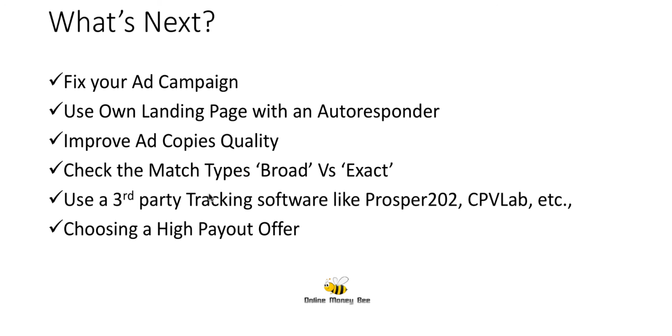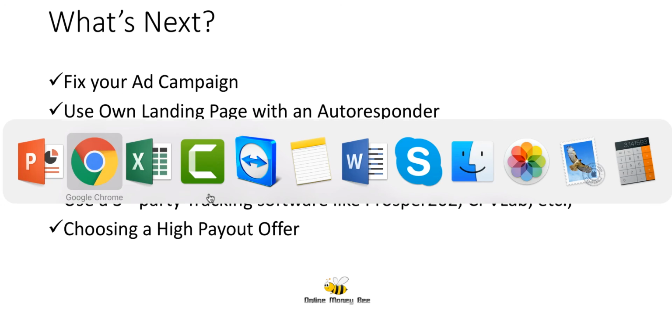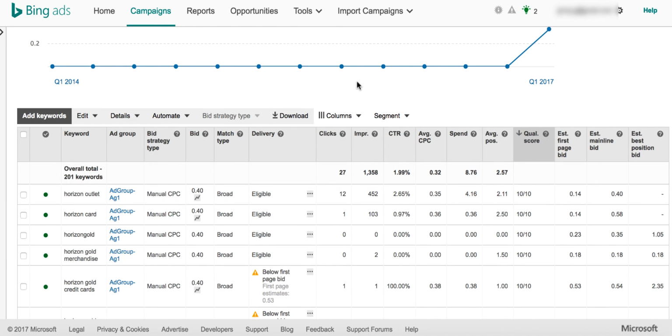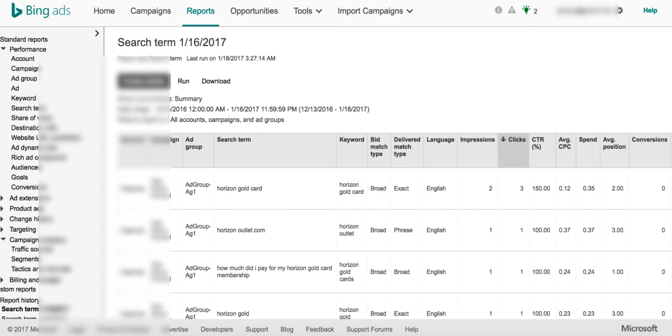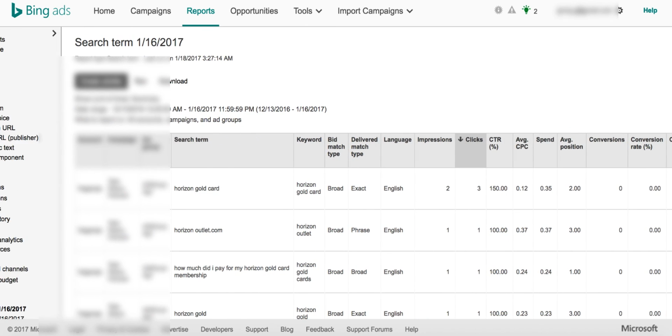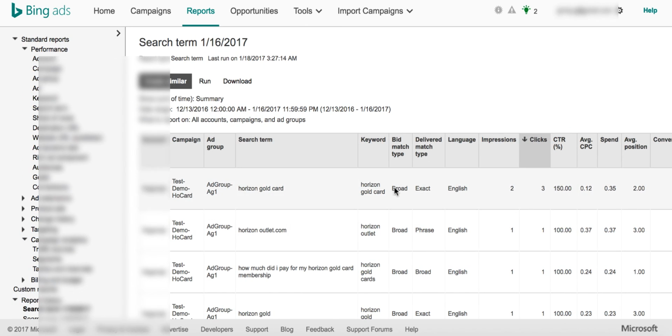The third thing is third-party tracking software. The tracking that we have got in Bing is not pretty decent. I wouldn't call it decent or excellent. This is something that is basic at this point in time, but it is not giving us complete information. As I said, in the example that I am talking about, Horizon Gold has a form to fill in and then click on submit. That's when your conversion is actually happening.